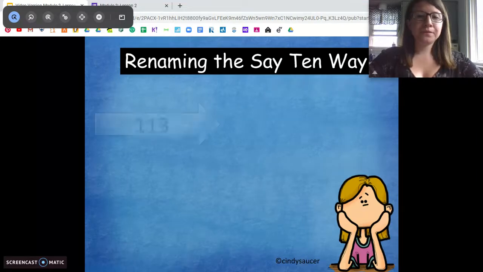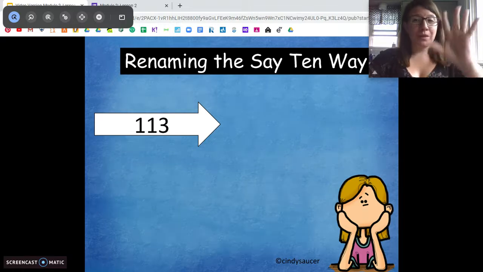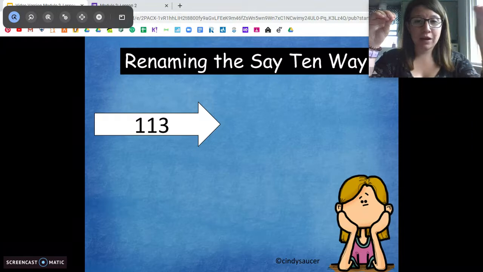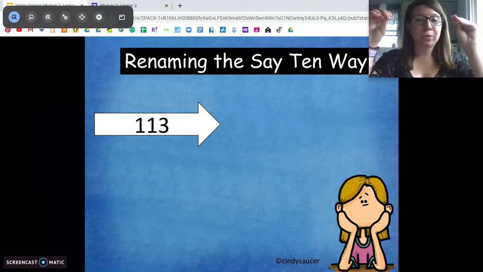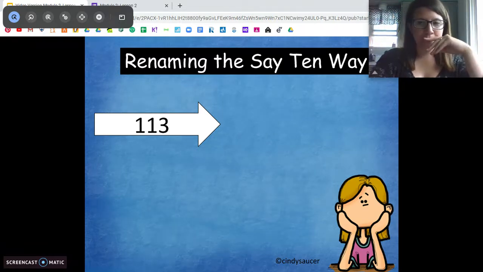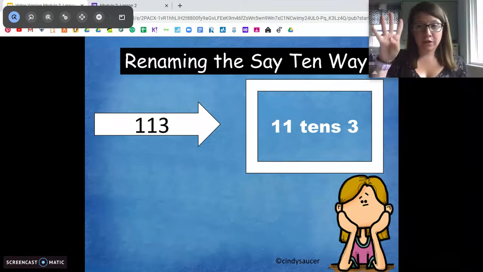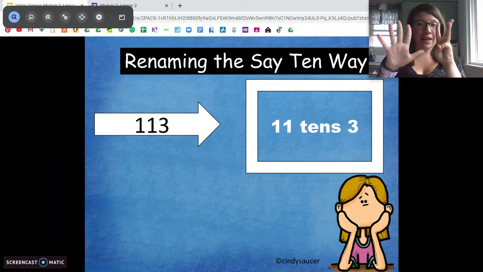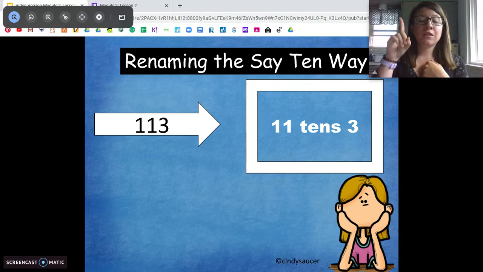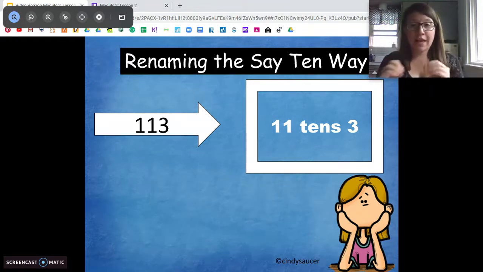Here we go. 113. Think about how many tens and how many ones. Remember, there's 10 tens in 100. How many tens are in 113? 11 tens. I'll show you why. So we have 10, 20, 30, 40, 50, 60, 70, 80, 90, 100, 110. That's 11 tens. 111, 112, 113. So it's 11 tens, 3.